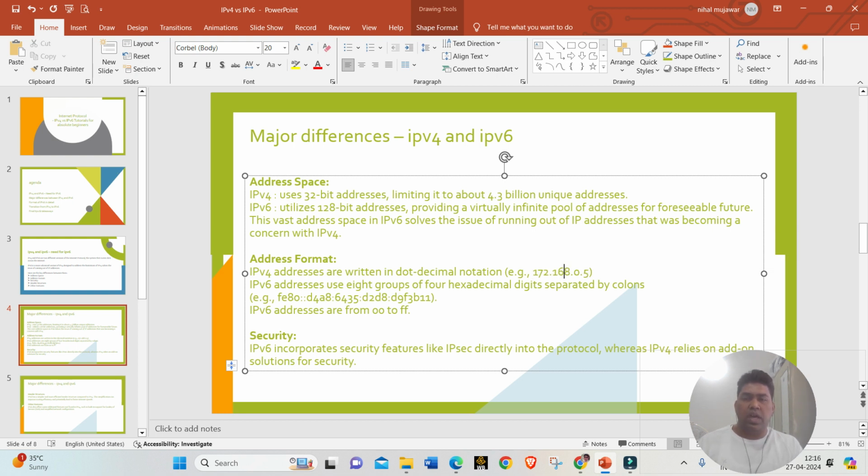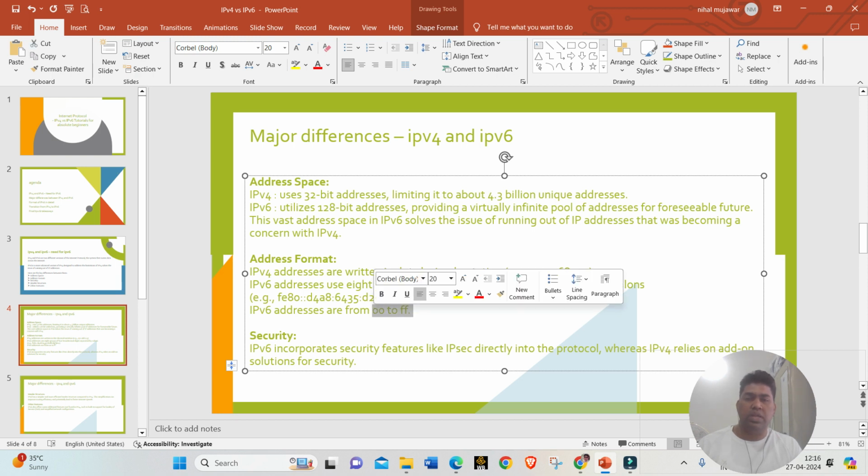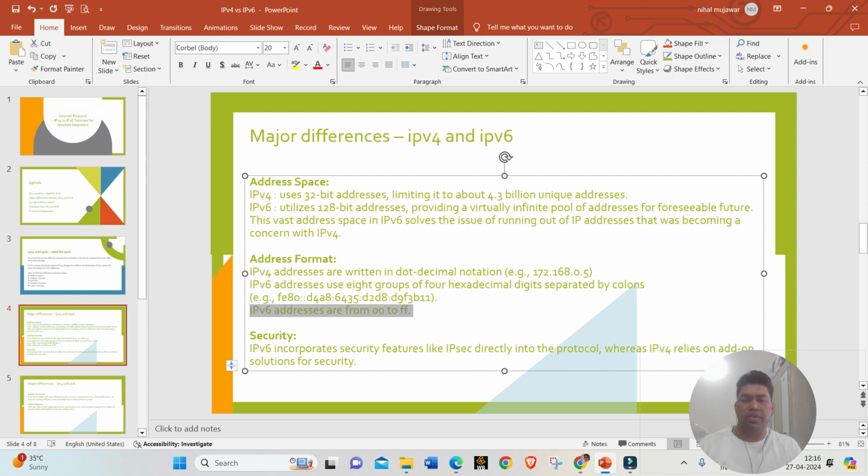However, IPv6 is 128-bit addresses. It is 8 groups of 4 hexadecimal digits, separated by colons, something like this, say FE80. This can be an example of IPv6. And IPv6 address fields range from 00 to FF. So in the hands-on lab, we'll see how that can be switched from 00 to FF for the subnet of the VPC that we can see.